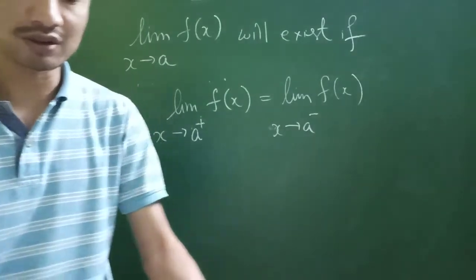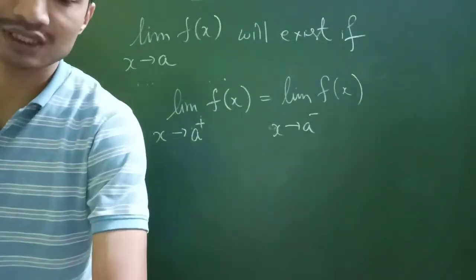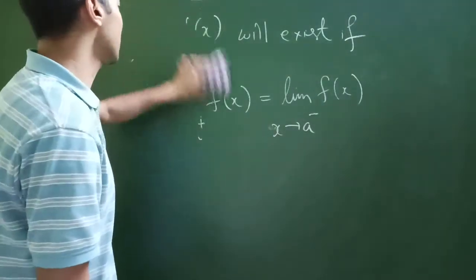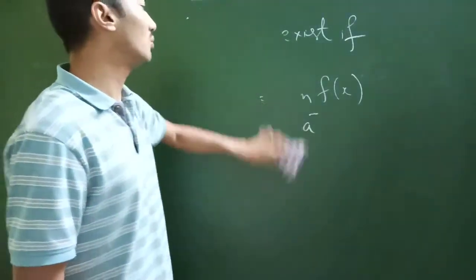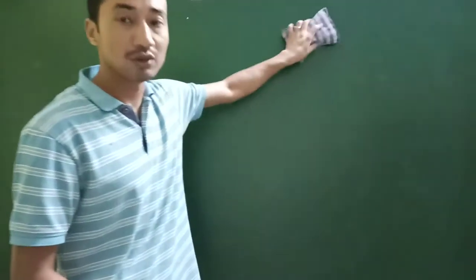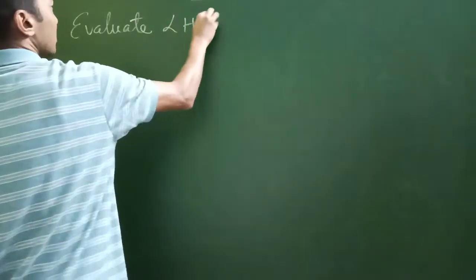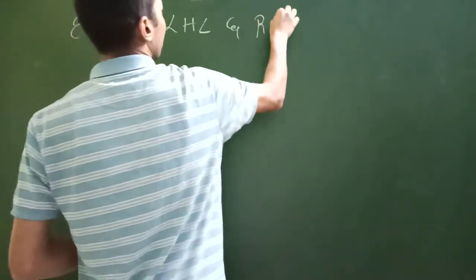So this is the simple concept of limits. As I said, it's not a very difficult concept. It's a very simple concept. It simply talks about what will happen when a value approaches towards a particular value. So that's about limits. Based on that, let's try to solve one question, that is, evaluate the left hand limit and right hand limit.